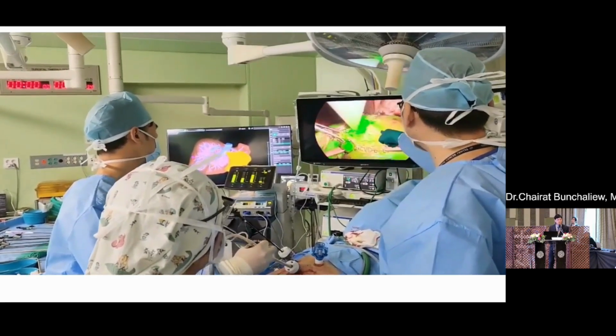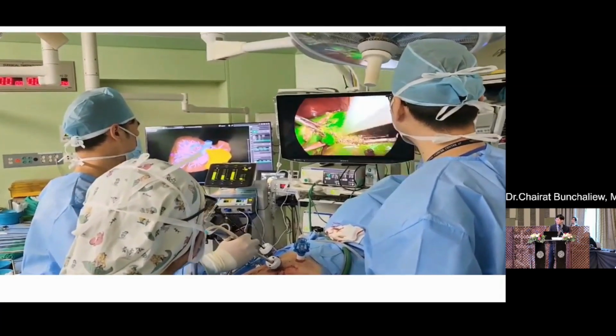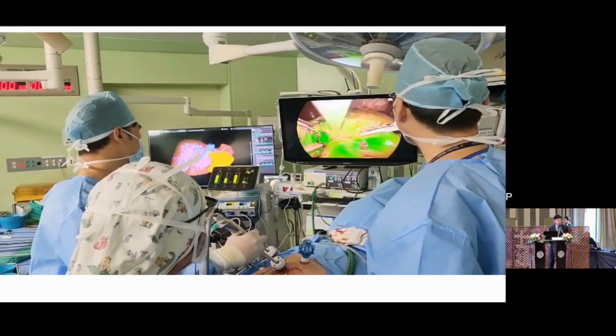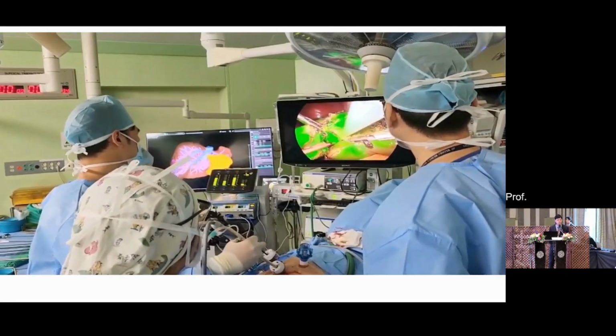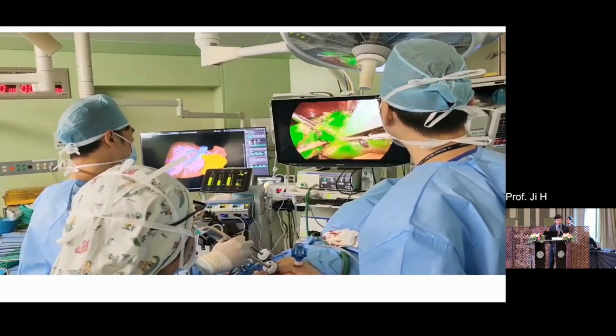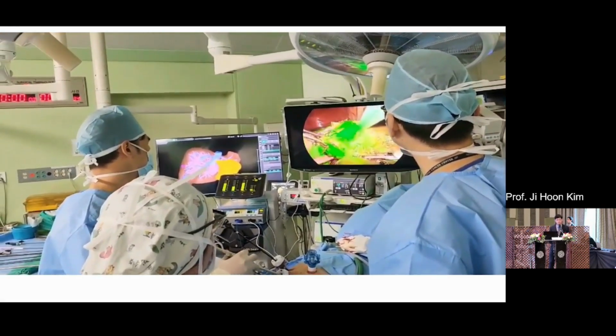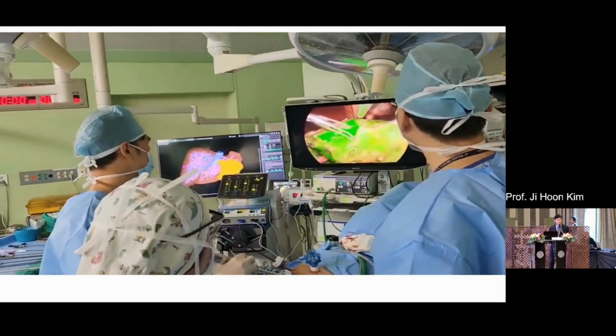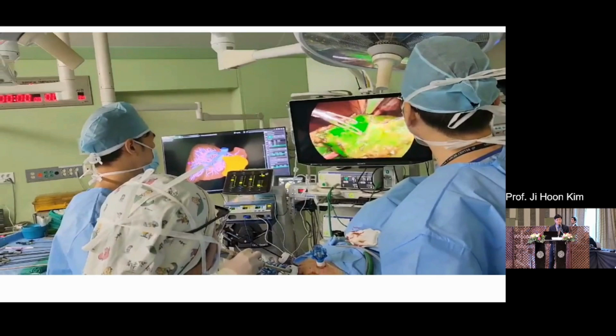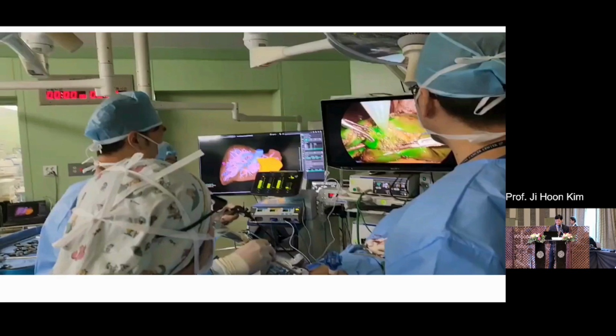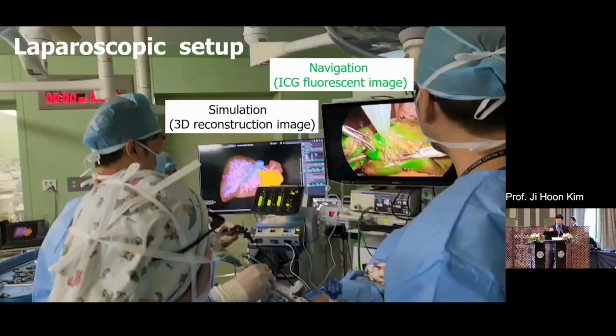We can identify the intrahepatic vascular anatomy by the 3D reconstruction imaging, and with ICG fluorescence imaging, we guide the exact plane like this. A second grade resident performed the laparoscopic liver resection safely like this, even the first time, a very safe setting. Our laparoscopic setup has two mainstays: simulation by 3D reconstruction imaging and navigation surgery by ICG fluorescence imaging.